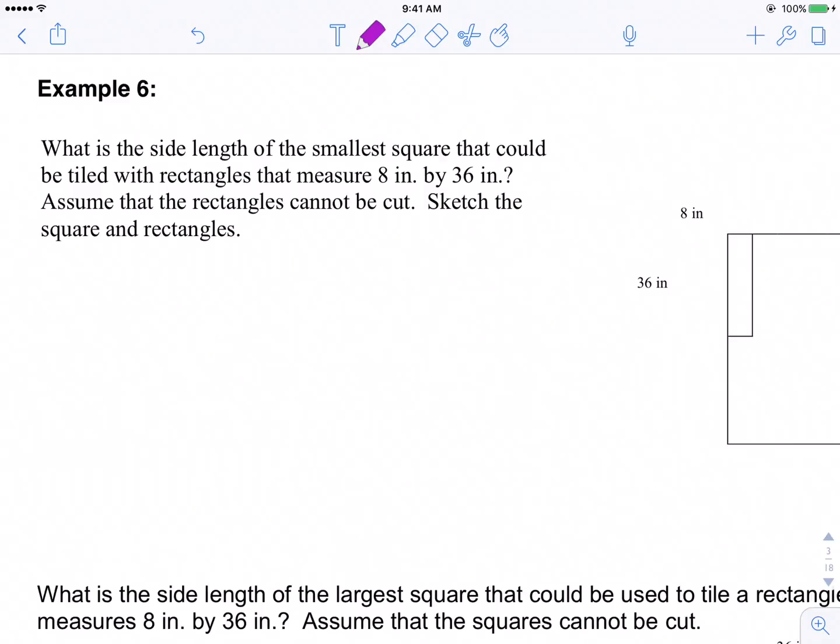Example 6. What is the side length of the smallest square that could be tiled with rectangles that measure 8 inches by 36 inches? Assume the rectangles cannot be cut. Sketch the square and the rectangles.